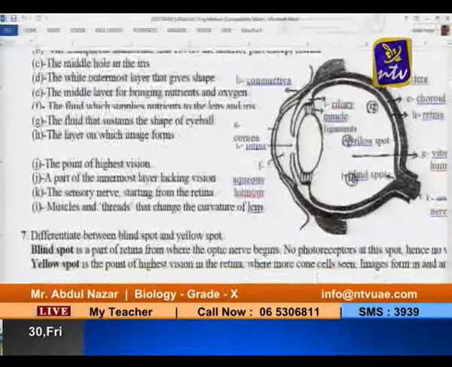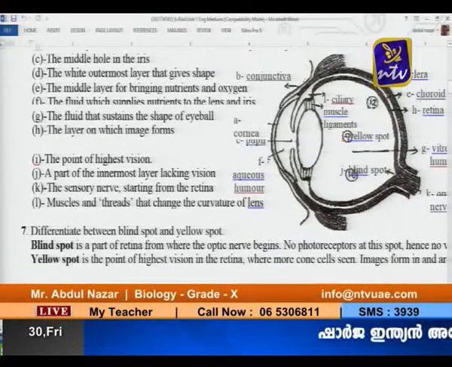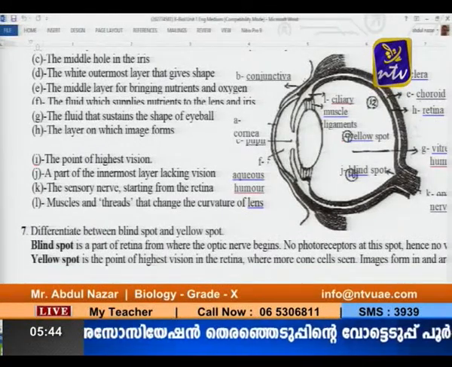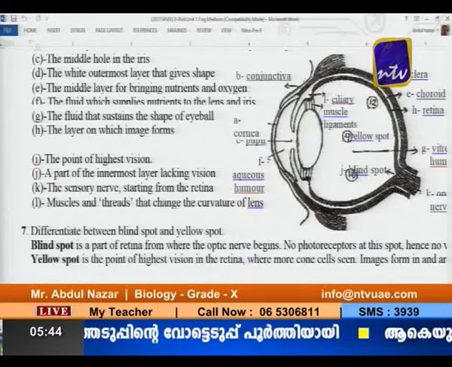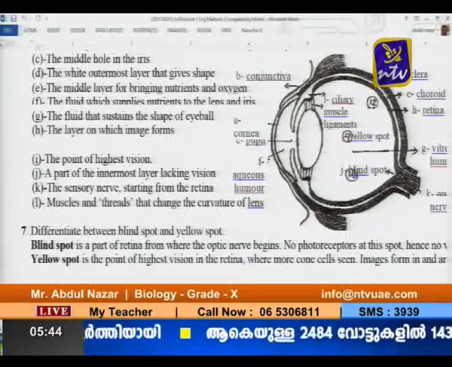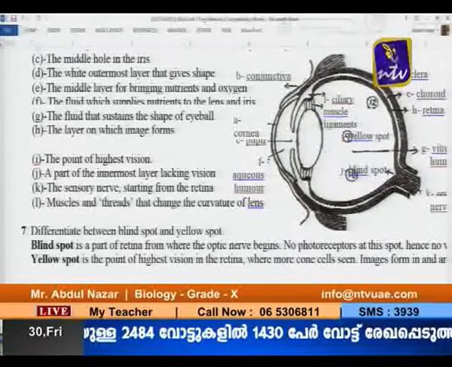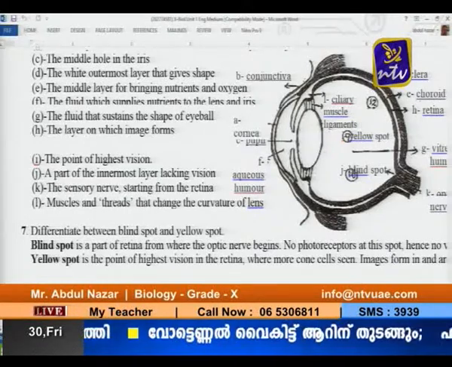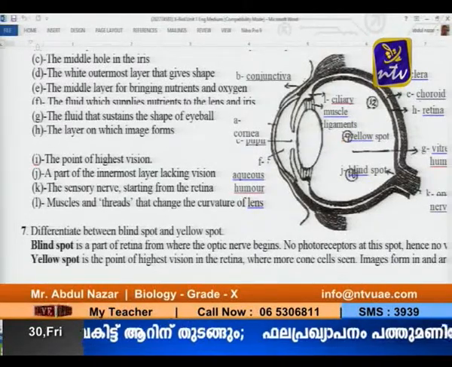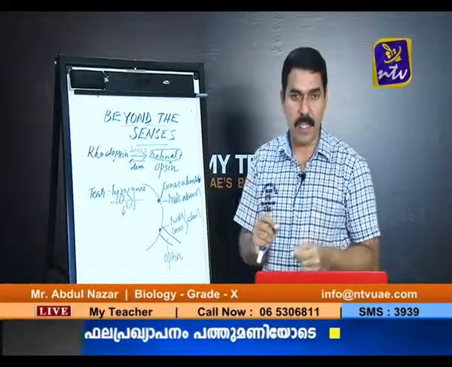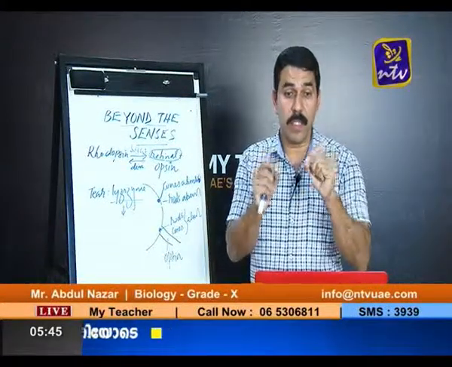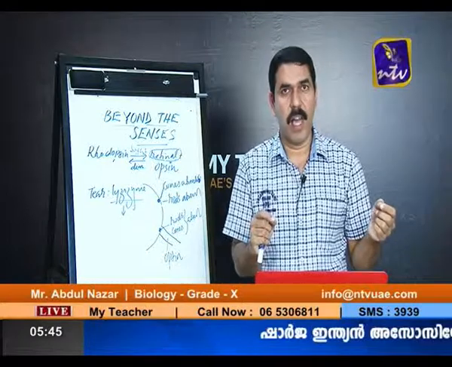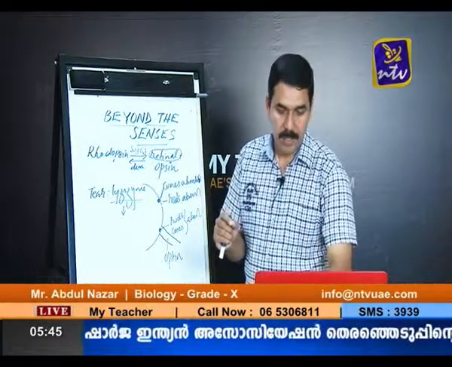Then another question is to differentiate between the blind spot and the yellow spot. I already explained to you, the blind spot is a point on the retina where there are no photoreceptor cells, so when an image is formed on the blind spot it is not perceived. The yellow spot is a point on the retina where the cones are abundant and rods are absent, and when the image is formed on this point it is perceived, or we can say that it is the point of highest vision.